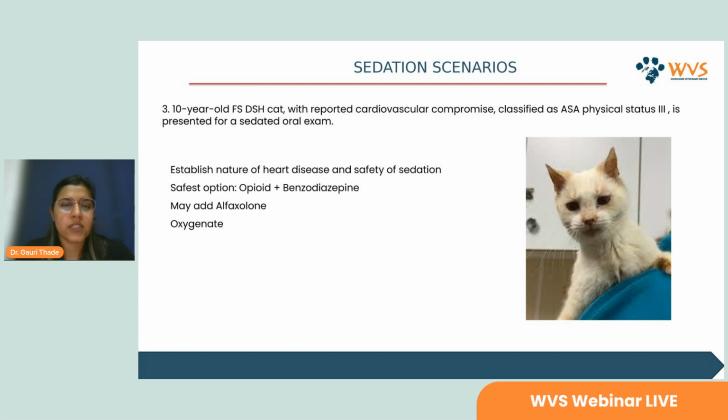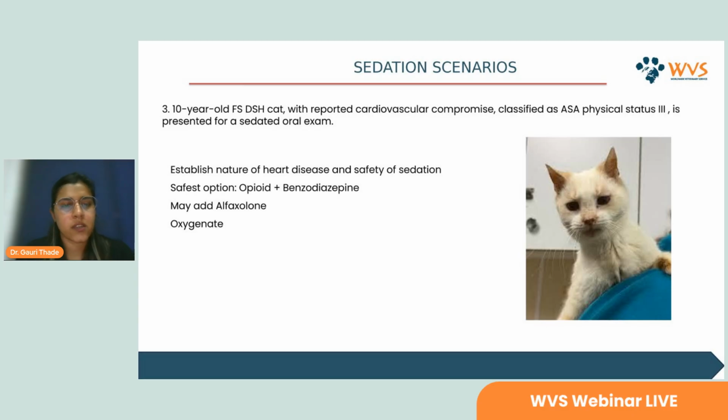So if she does have heart disease, which is usually commonly either hypertrophic cardiomyopathy or sometimes dilated cardiomyopathy, if they need to be on medication for the heart disease, they should be on that medication. And we should just make sure that their heart parameters are fine. Our main aim is to maintain the heart rate and blood pressure while they are under sedation.